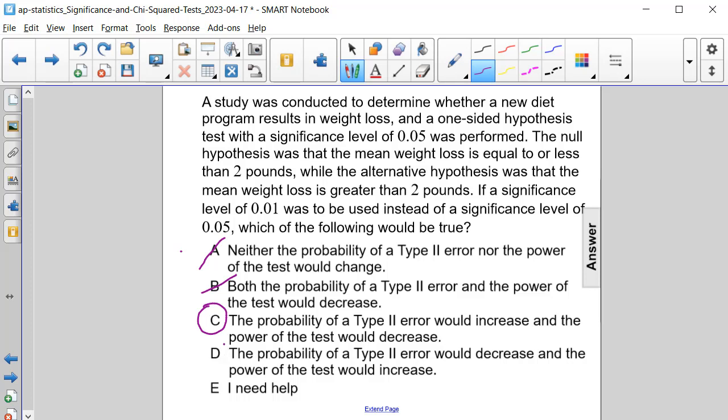And now choice D can be ruled out. Yes, this one shows that the type 2 error and the power of the test are inverses of one another. However, because we know that the significance level lowered from 5% to 1%, that makes the type 2 error increase instead of decrease. That's why the answer here is C.